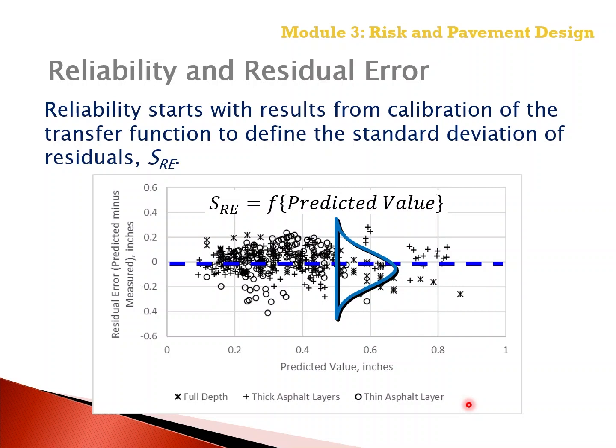The standard deviation can also be independent of the predicted value for some of the distresses. So the key thing is to define, is the standard deviation of the residual error a function of the predicted value? Typically, the standard deviation will increase as the predicted values increase. In other words, the higher the predicted value of a distress, the standard deviation of those residual errors typically increase. But not always, but in general.